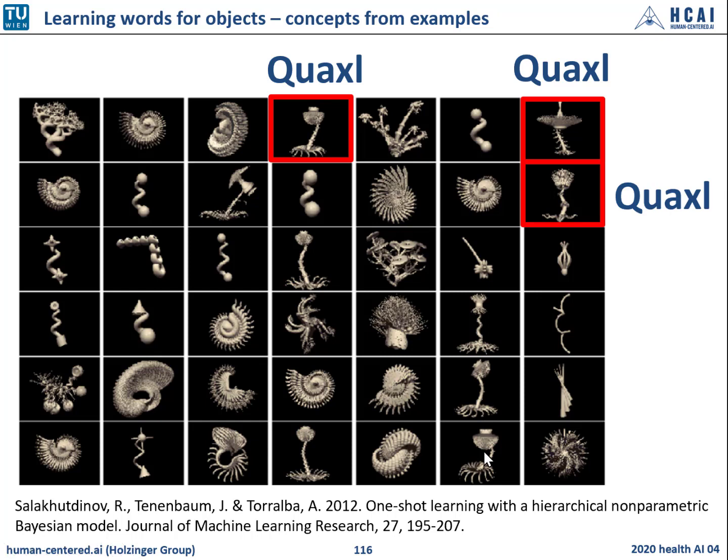So you are now able, in a fraction of a second, to understand the concept of a Quaxel and you can generalize it. So you are able to build rich models of the world and make strong generalizations from input data that is really sparse, noisy, and ambiguous, and in many ways far too limited to support the inferences we make. So how do we do that?